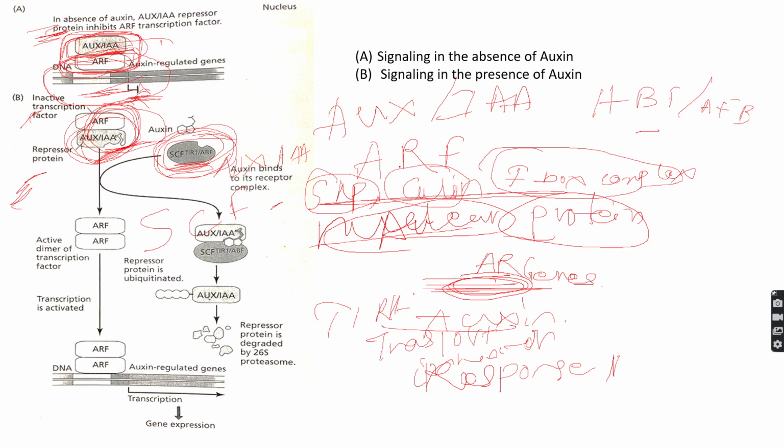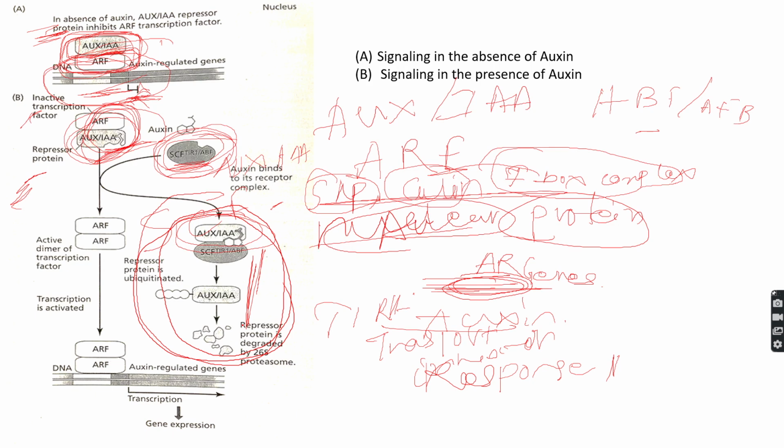The function of this protein complex is to initiate the degradation of the repressor protein, which is AUX/IAA protein, via the process called ubiquitination. This part is called the ubiquitination process, where the targeted protein will be degraded through ubiquitination. If you want to understand the ubiquitination process, please comment down below.